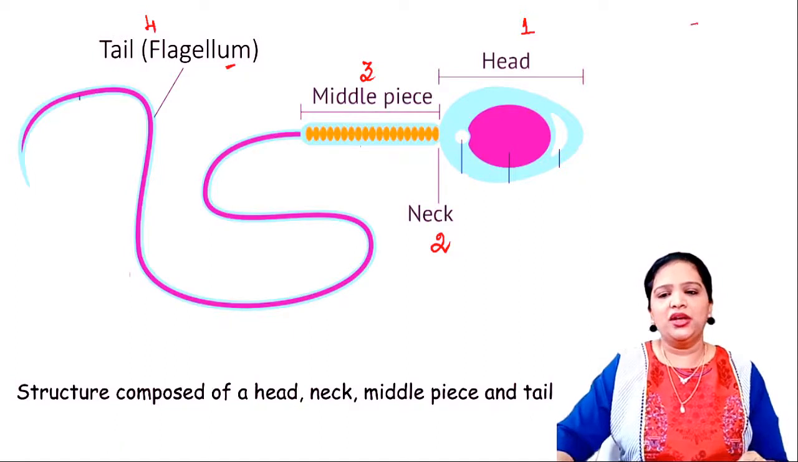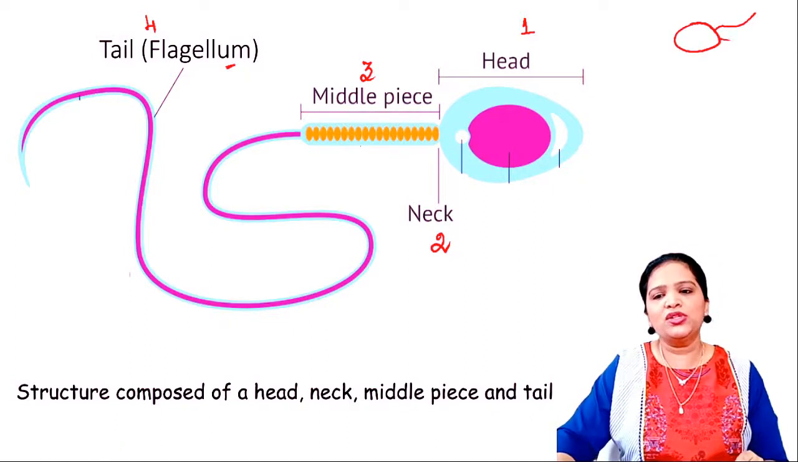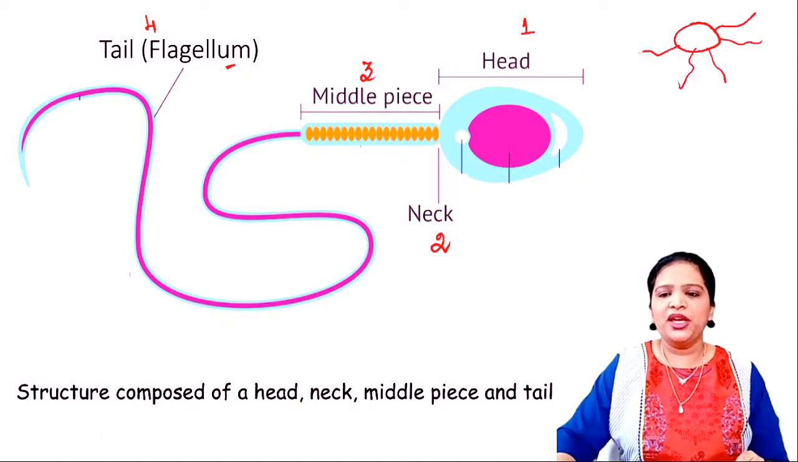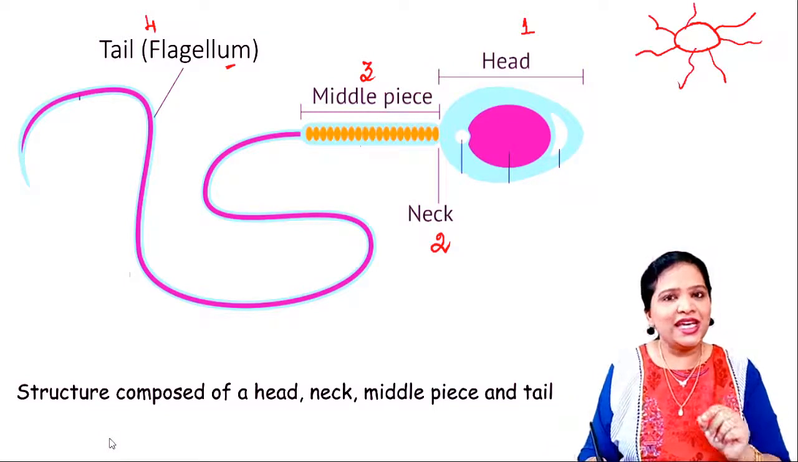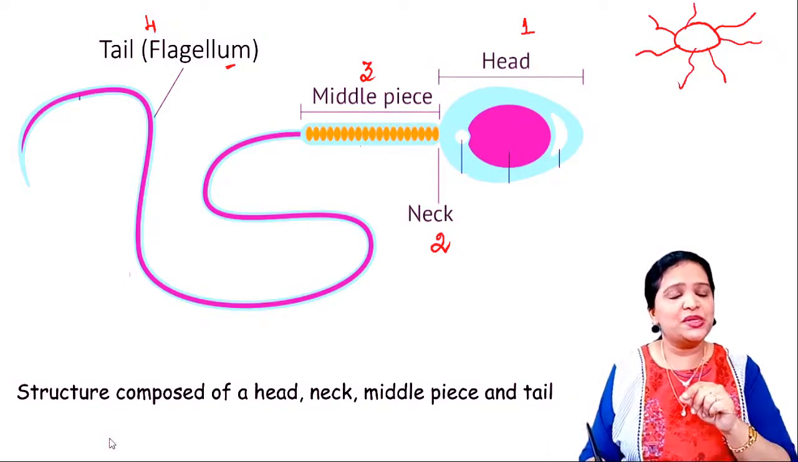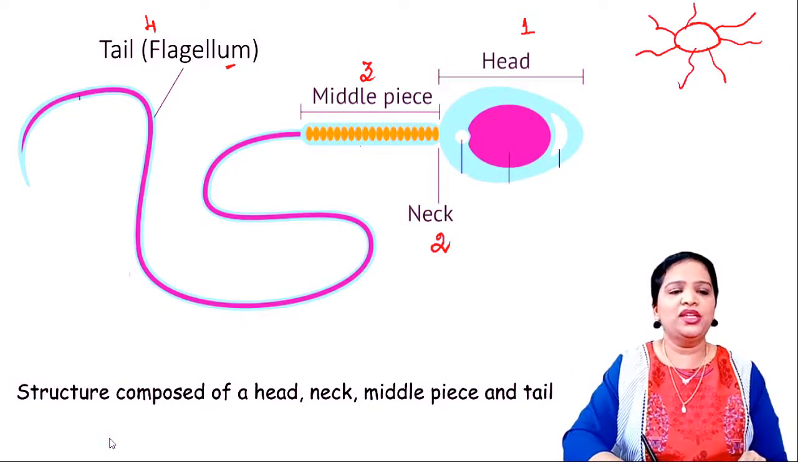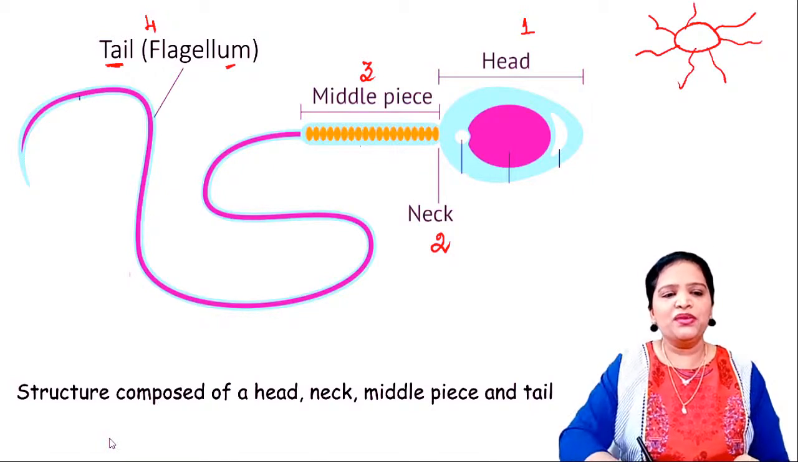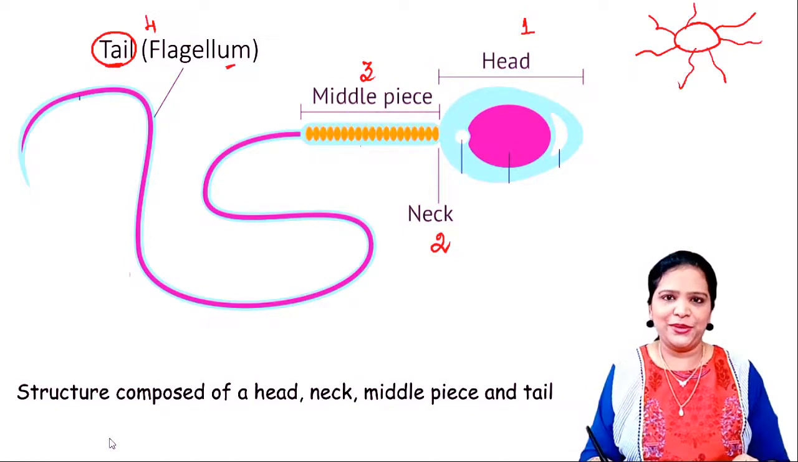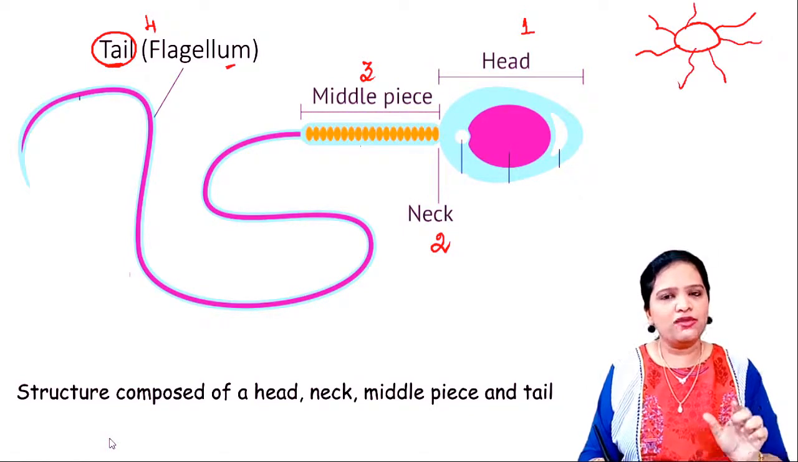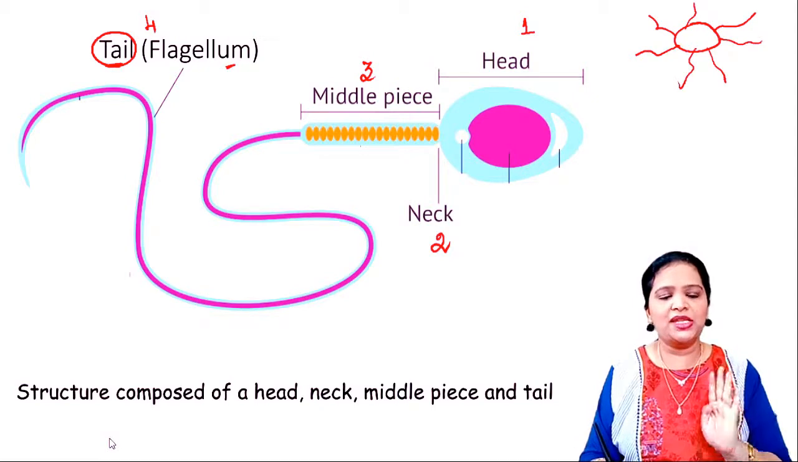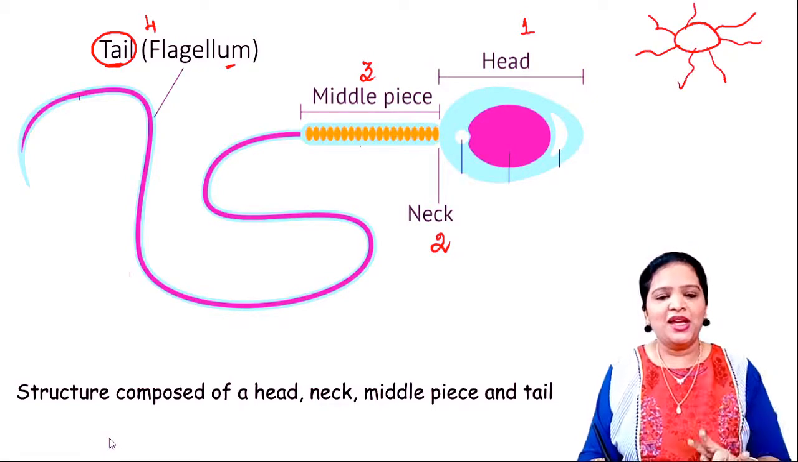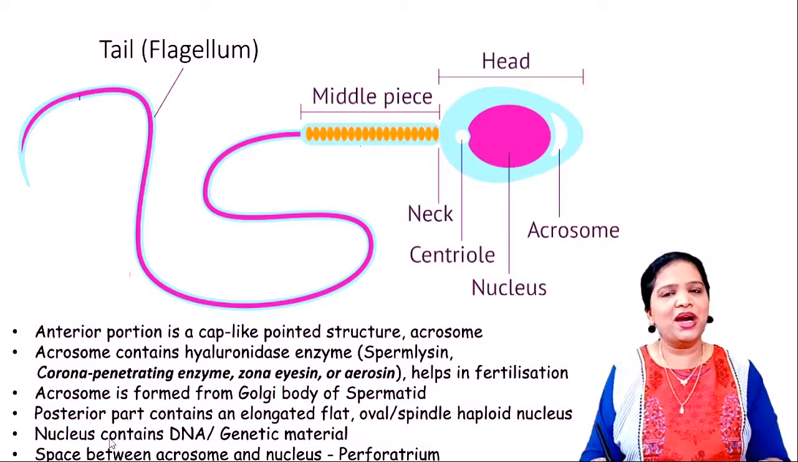You know the structure of a bacteria? Bacteria also have flagella, so they can move. This tail of the bacteria we call exactly a flagellum. But the tail of the sperm we mostly call a tail, very rarely a flagellum. So the structure of a sperm consists of four basic components: head, neck, middle piece and tail. Let's see the parts one by one.